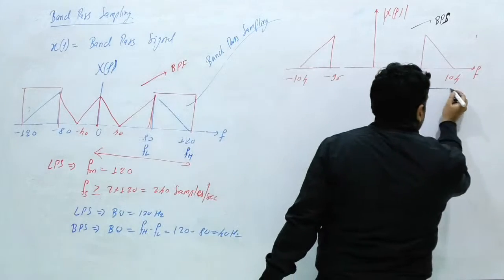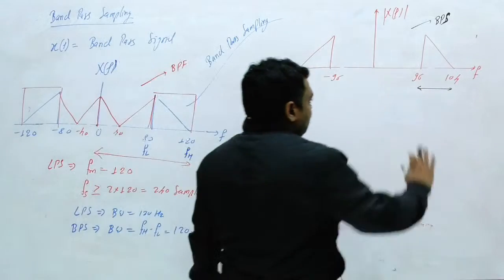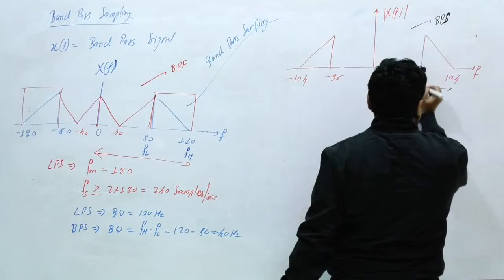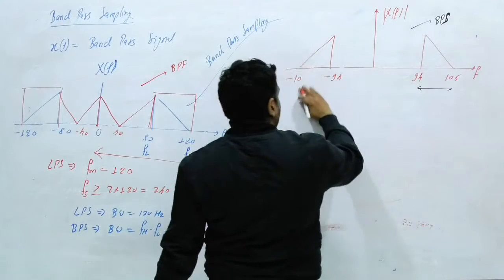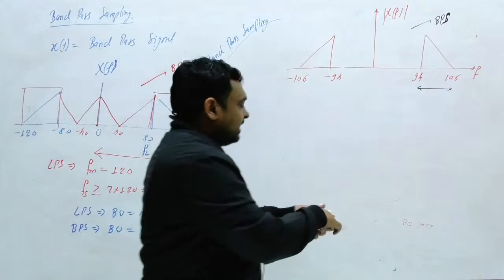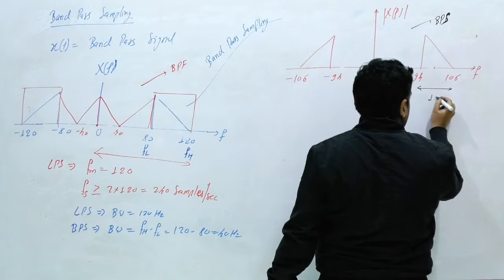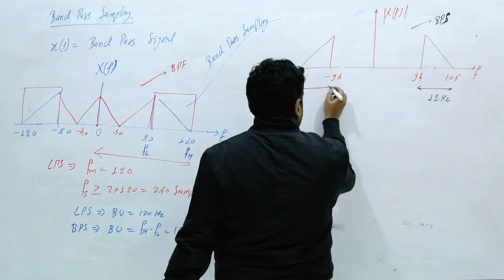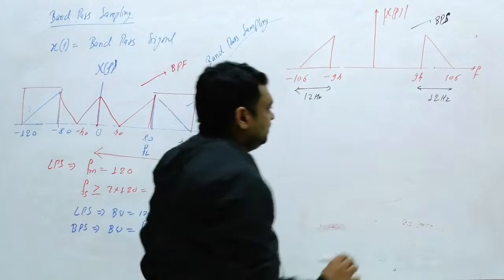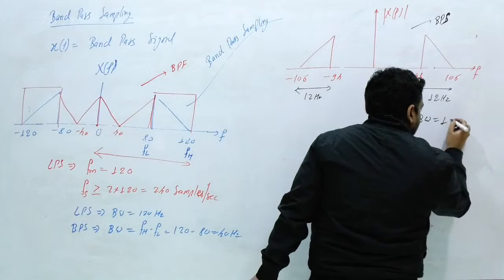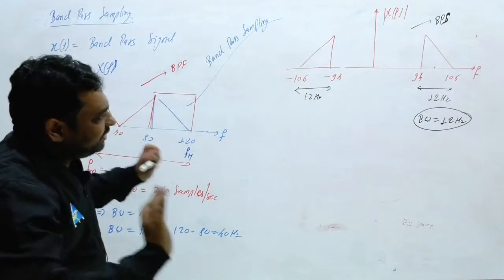What is the bandwidth here? This is 4, and 4. I am going to change the value. Suppose this is 94 and this is 106. Now what is the bandwidth here? This is 6 and 6, so this bandwidth is 12. If I ask you what is the bandwidth of this signal, it is 12 hertz. Clear this point?